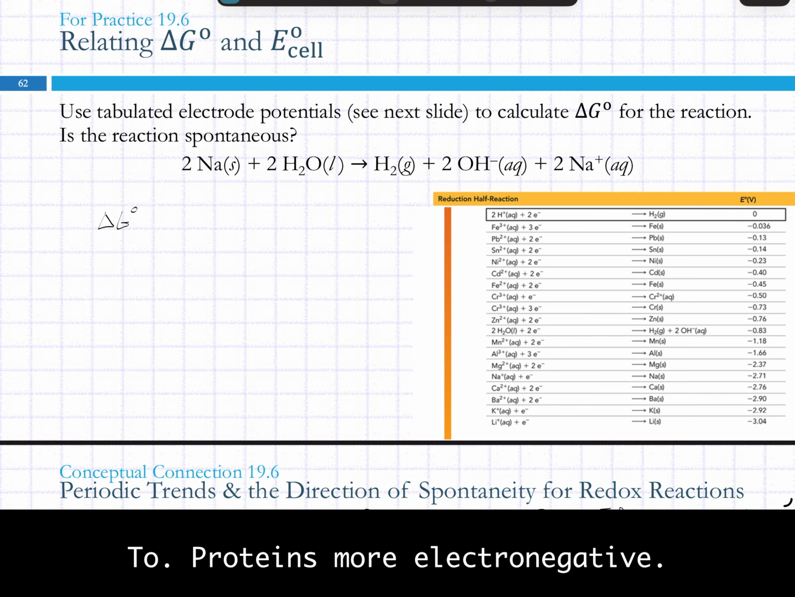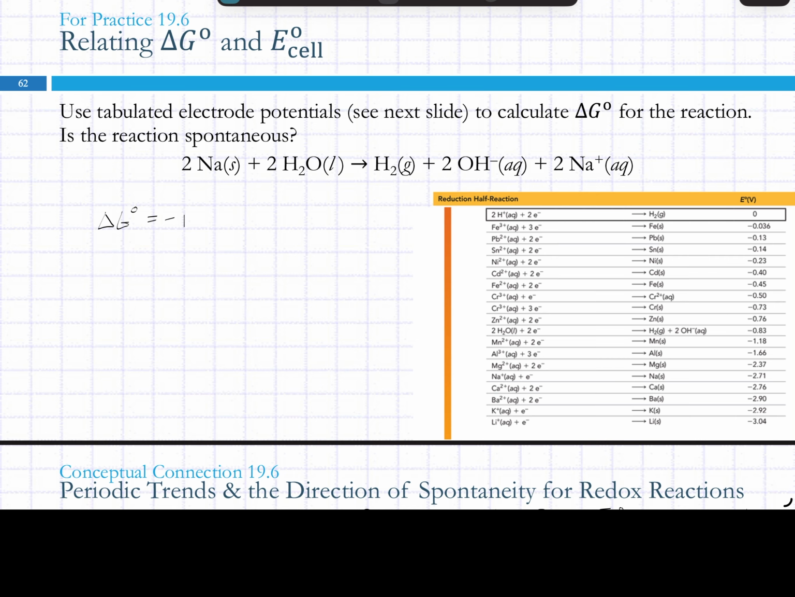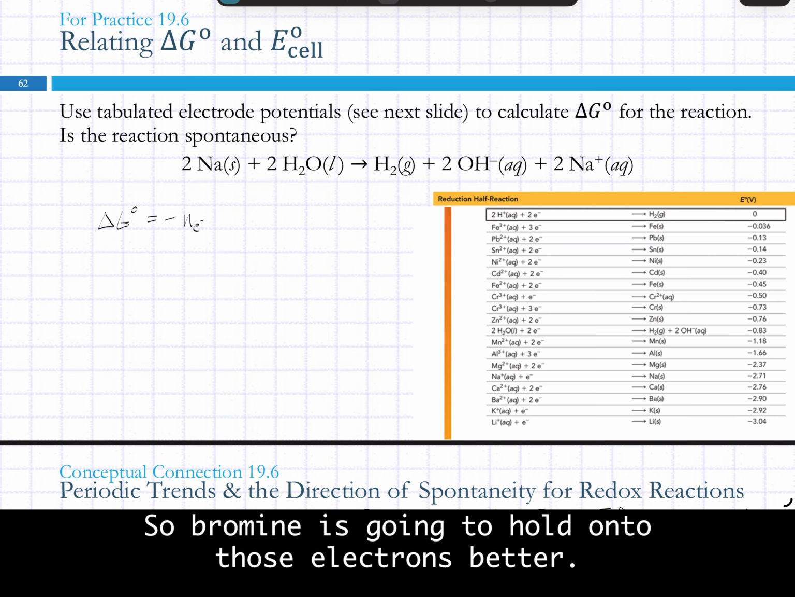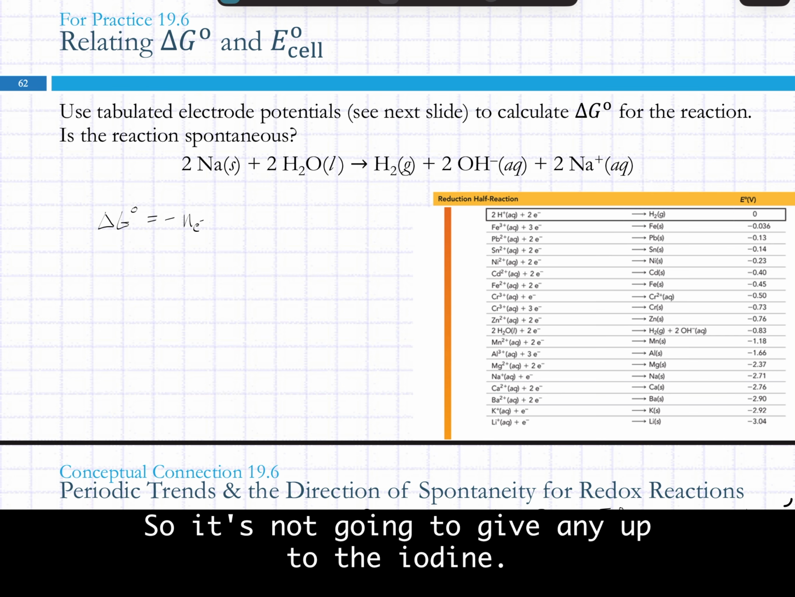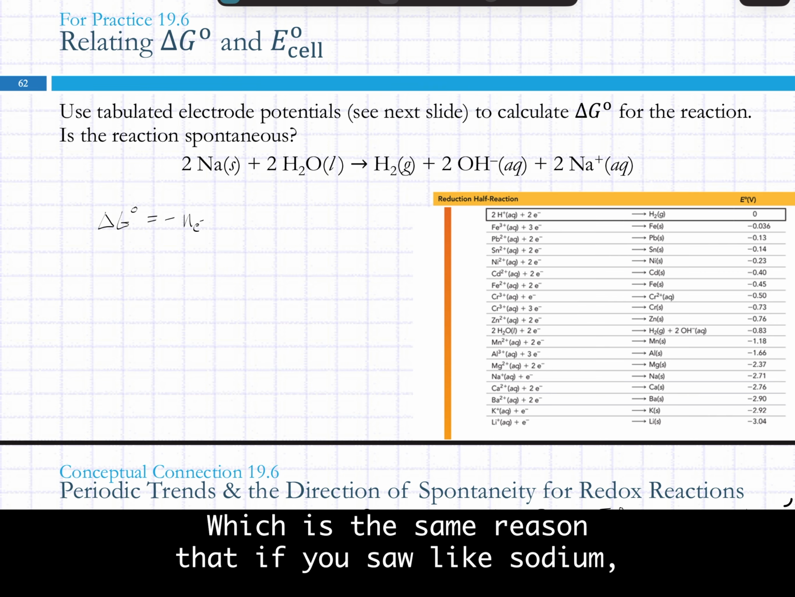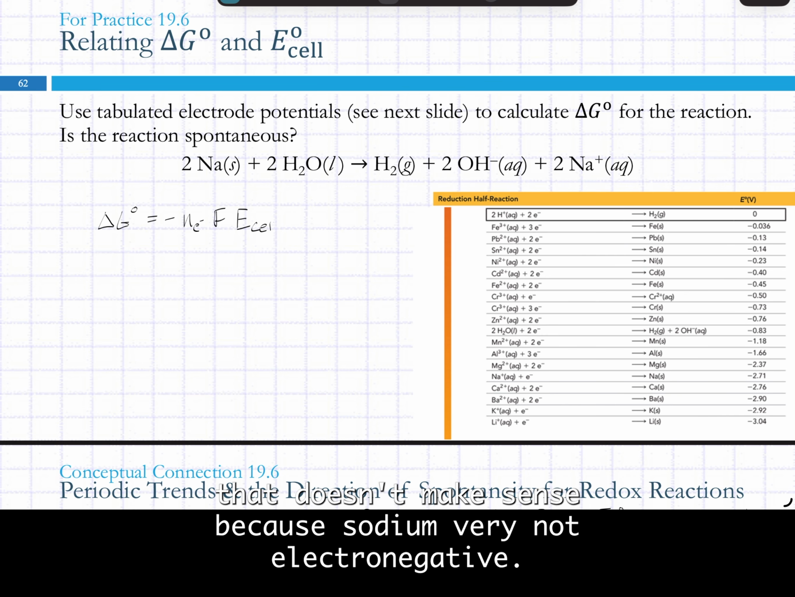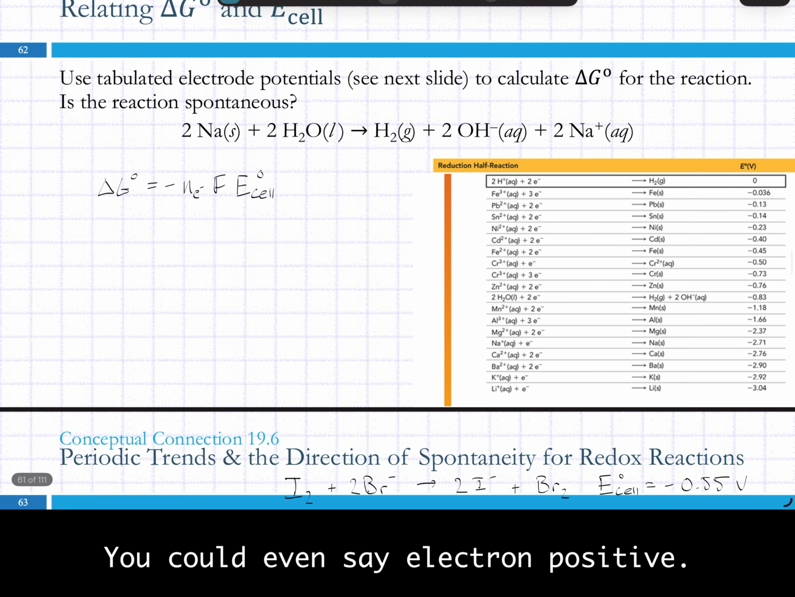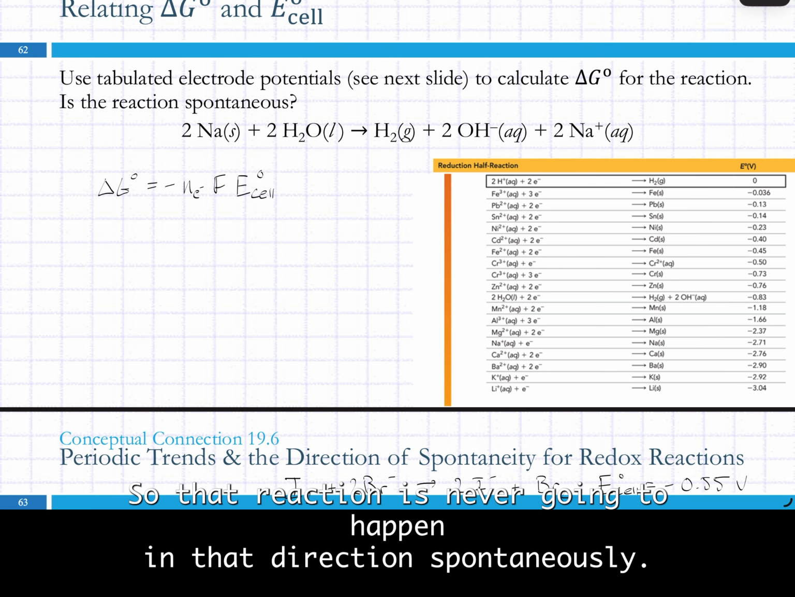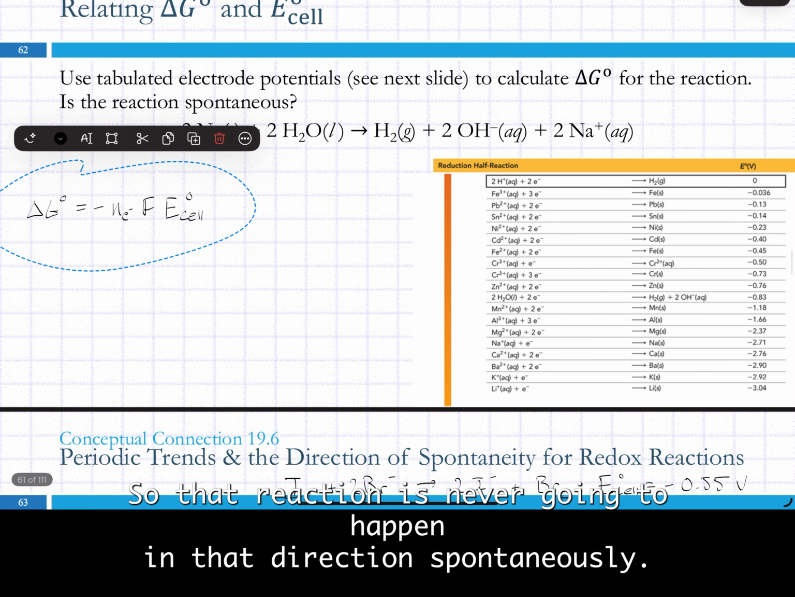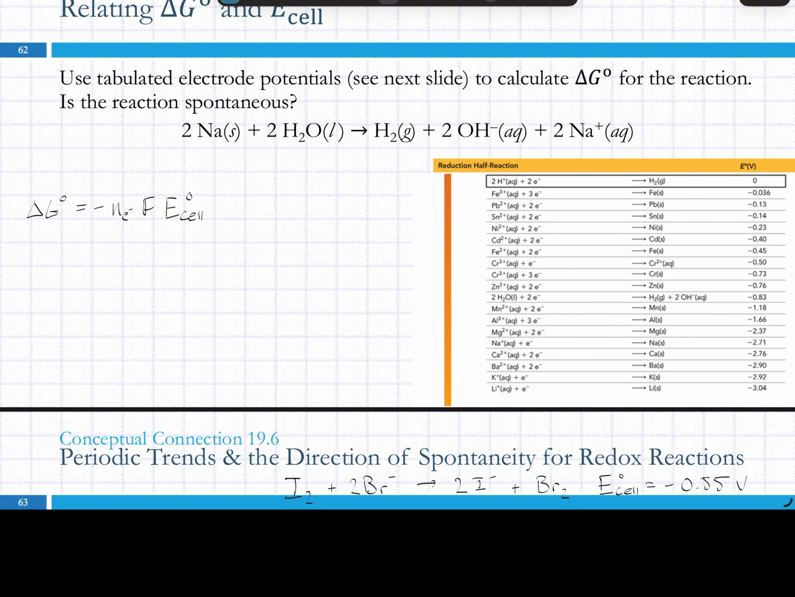Bromine's more electronegative, so bromine's going to hold on to those electrons better. It's not going to give any up to the iodine. It's the same reason that sodium stealing electrons from fluorine doesn't make sense, because sodium is very not electronegative. You could even say electropositive, and fluorine's very electronegative. So that reaction is never going to happen in that direction spontaneously. So yeah, be A.